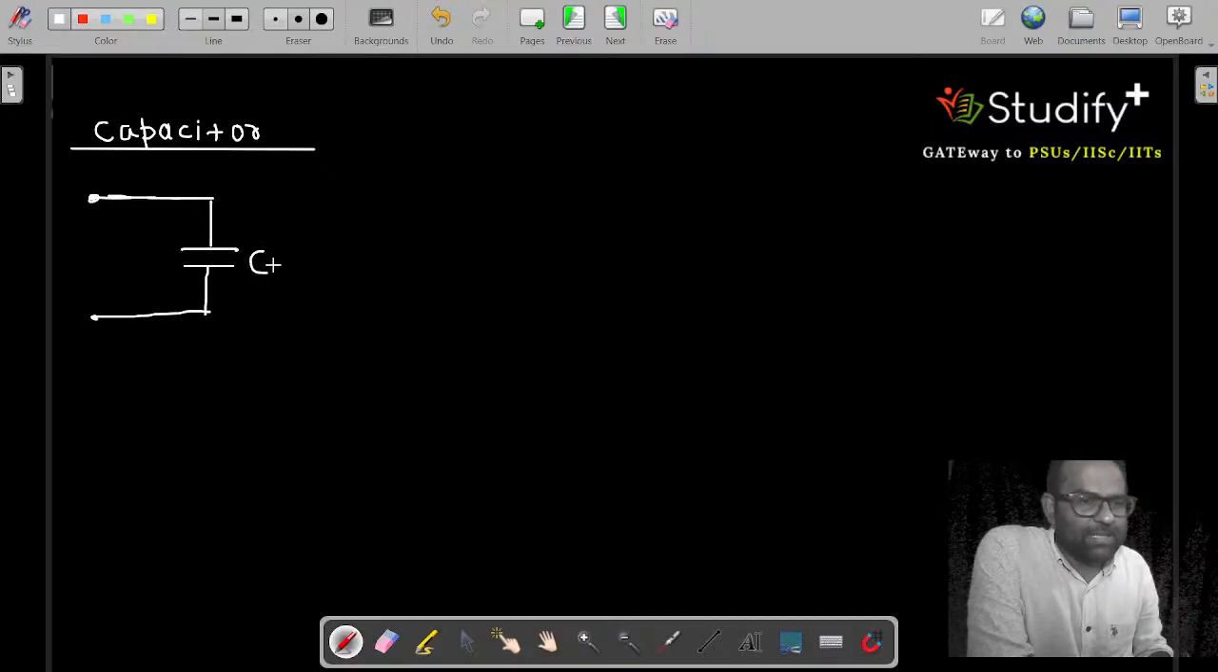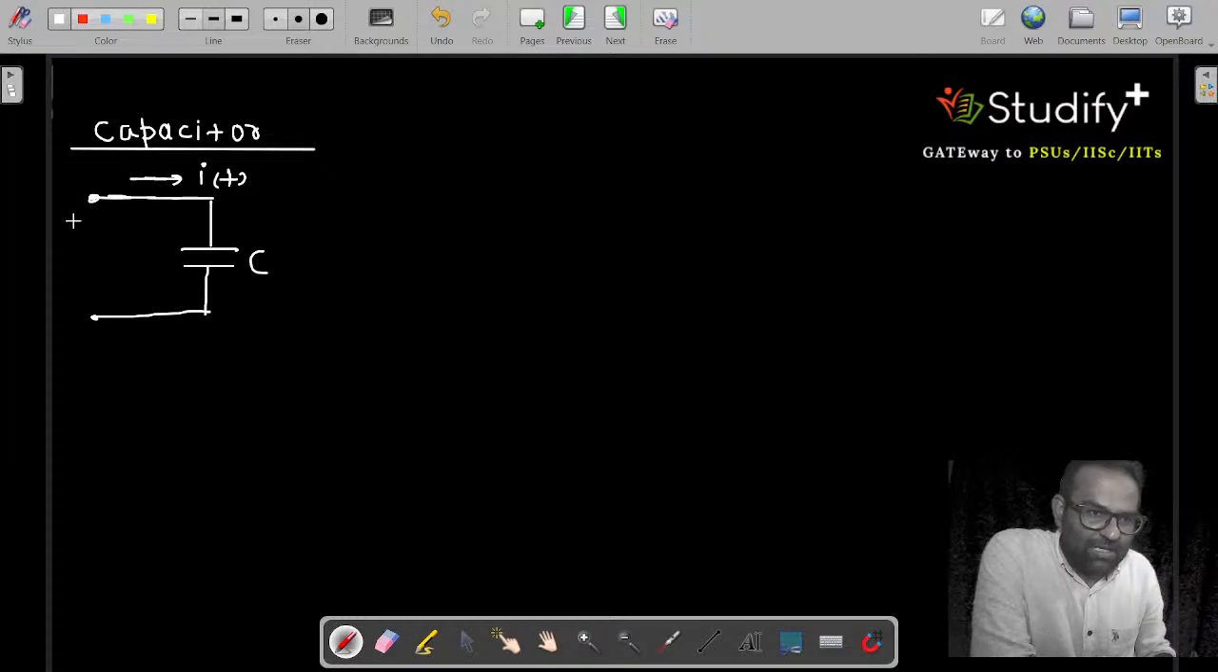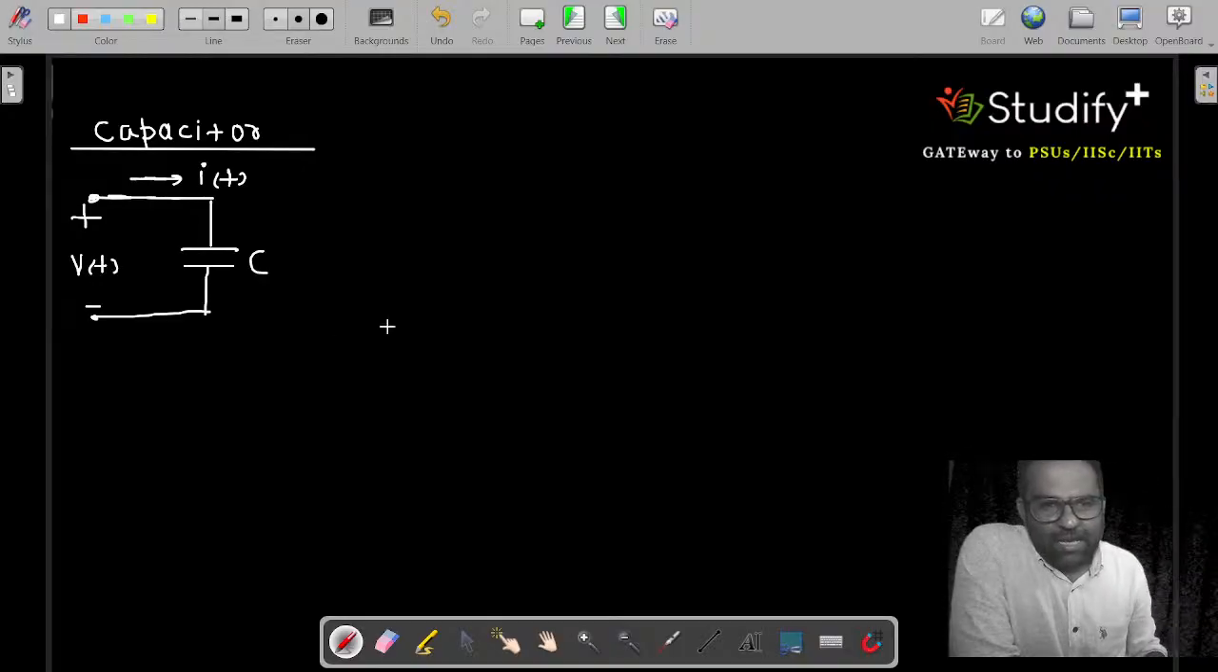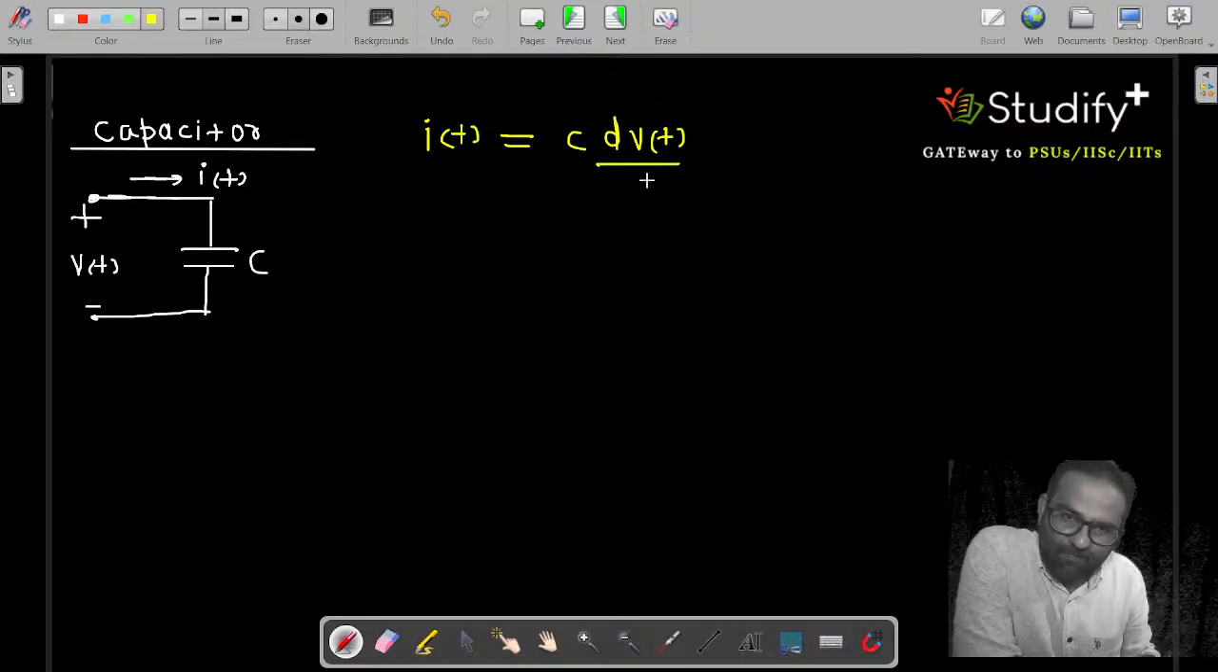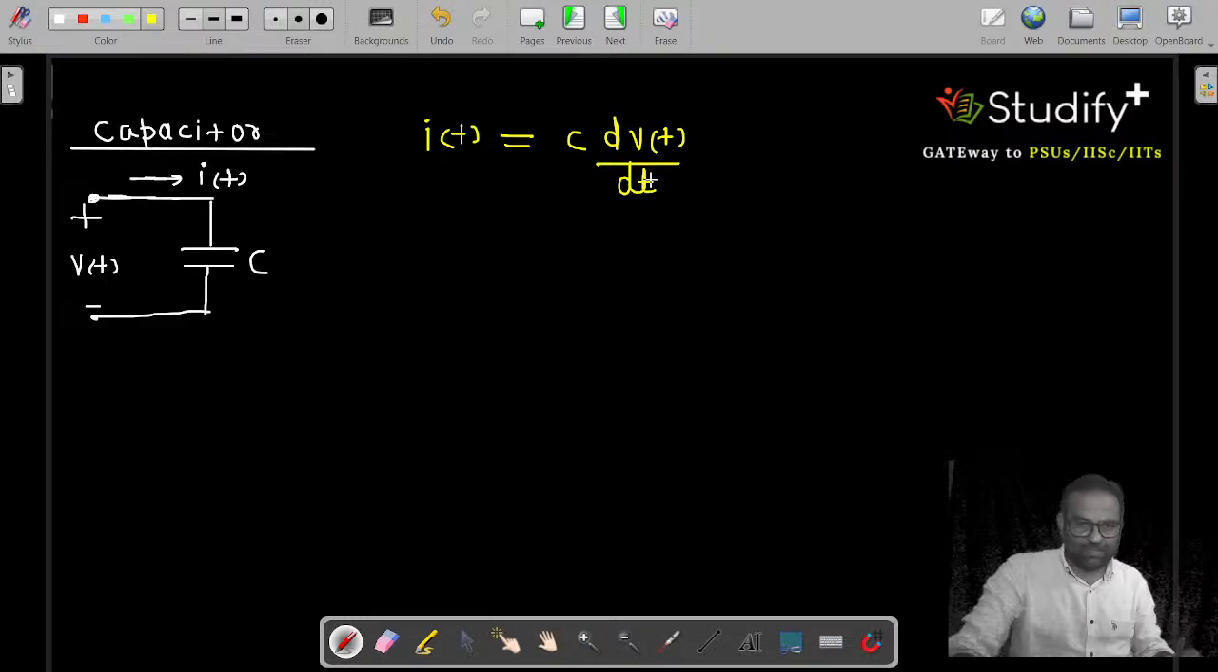Always remember, across a passive element, current always enters from the positive polarity. So this is the current. Let me call this current as IT. And this is the voltage across capacitor, that is VT. I am not writing it VCT or ICT, just VT and IT. And what is the basic rule? We know that current across capacitor is given by what? IT equal to C dVT divided by dt. This is the value of current across capacitor.